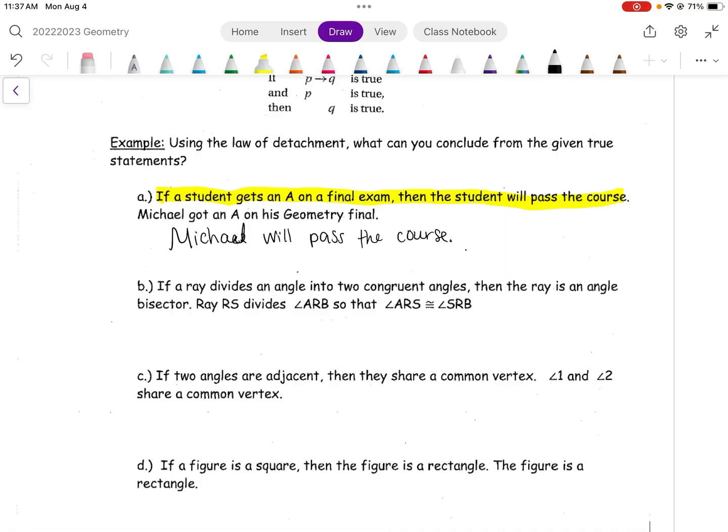That's the law of detachment. B, if a ray divides an angle into two congruent angles, then the ray is an angle bisector. So there's your if-then statement. If a ray divides an angle into two congruent angles, then it's a bisector. Ray RS divides angle ARB so that angle ARS is congruent to angle SRB. So ask yourself, does that statement match what this is saying? It's saying the ray divides the angle, so that's two congruent angles. Yes, okay? So we can conclude that ray RS is an angle bisector, because it fits that conditional. So the conclusion must be true.